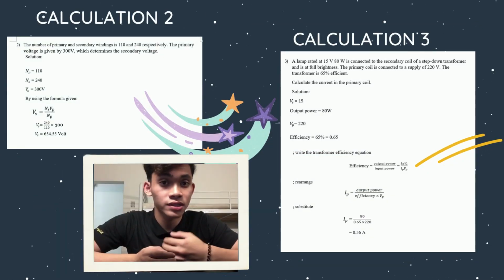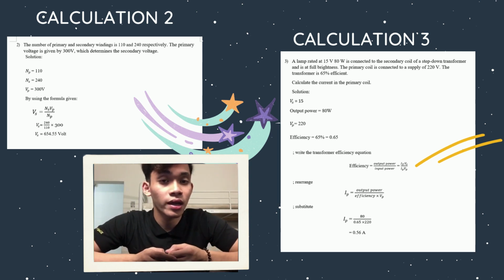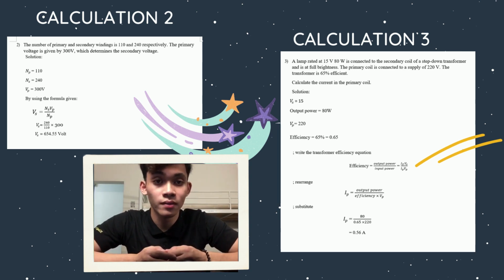Next is question 2. He asked us to determine the amount of secondary voltage. In the question below, we already know that Np equals 110, Ns equals 240, and Vp equals 300 volts. By substituting it into the formula, we got 654.55 volts of secondary voltage.